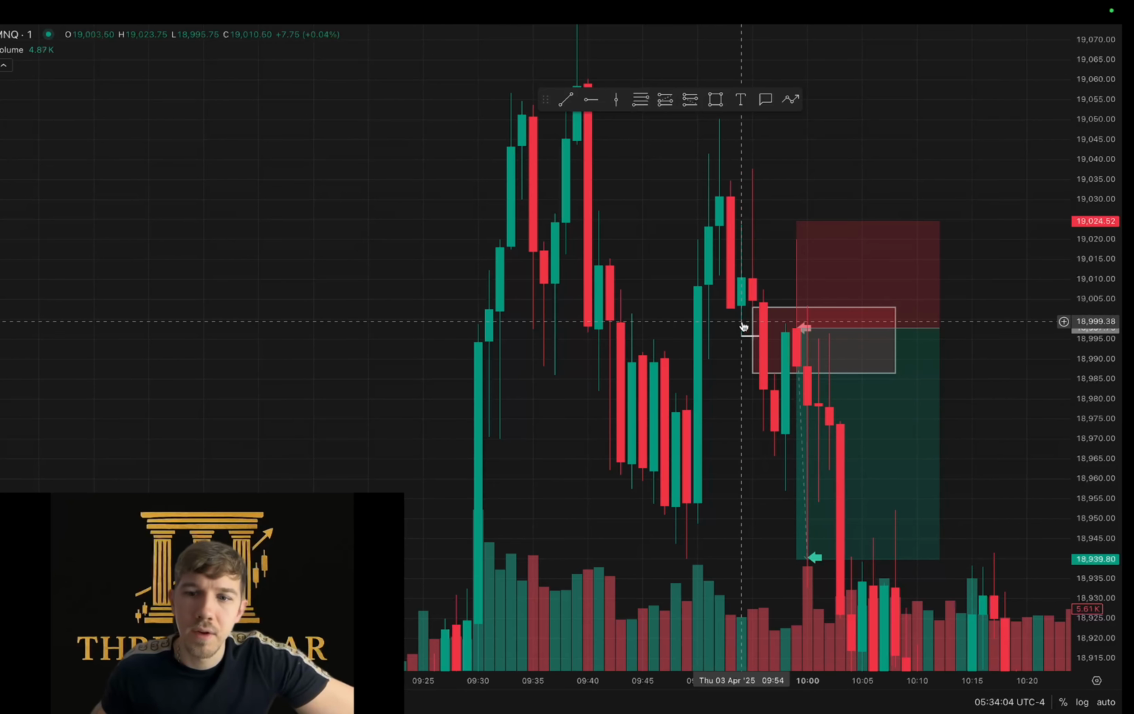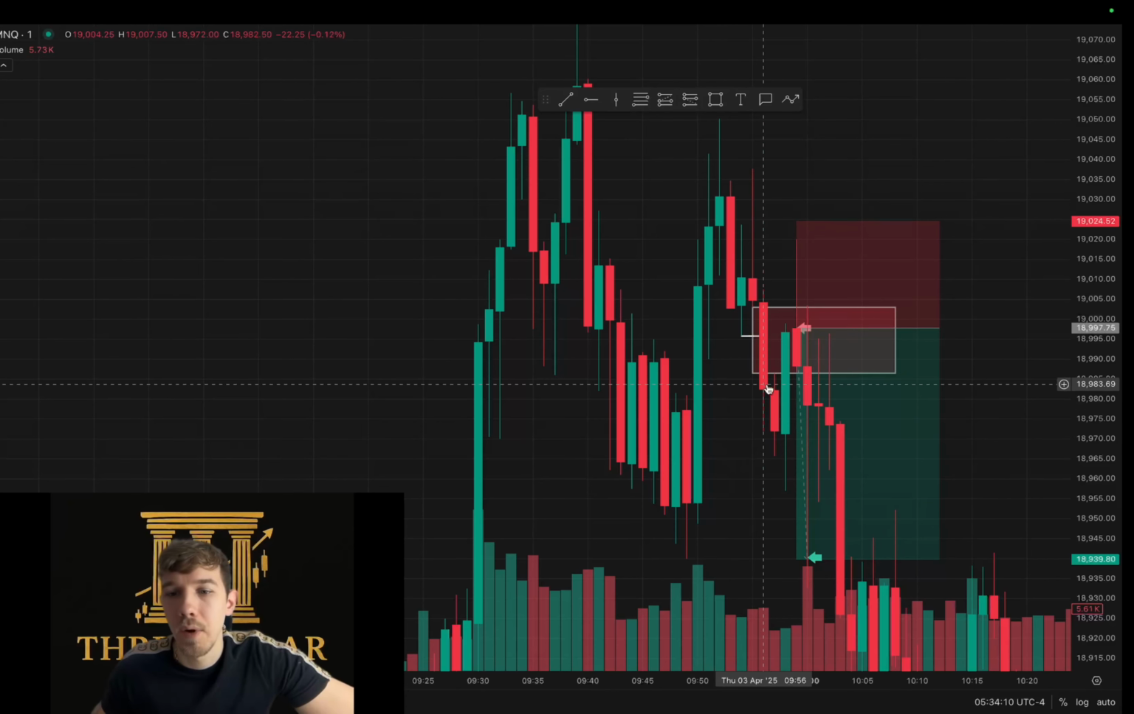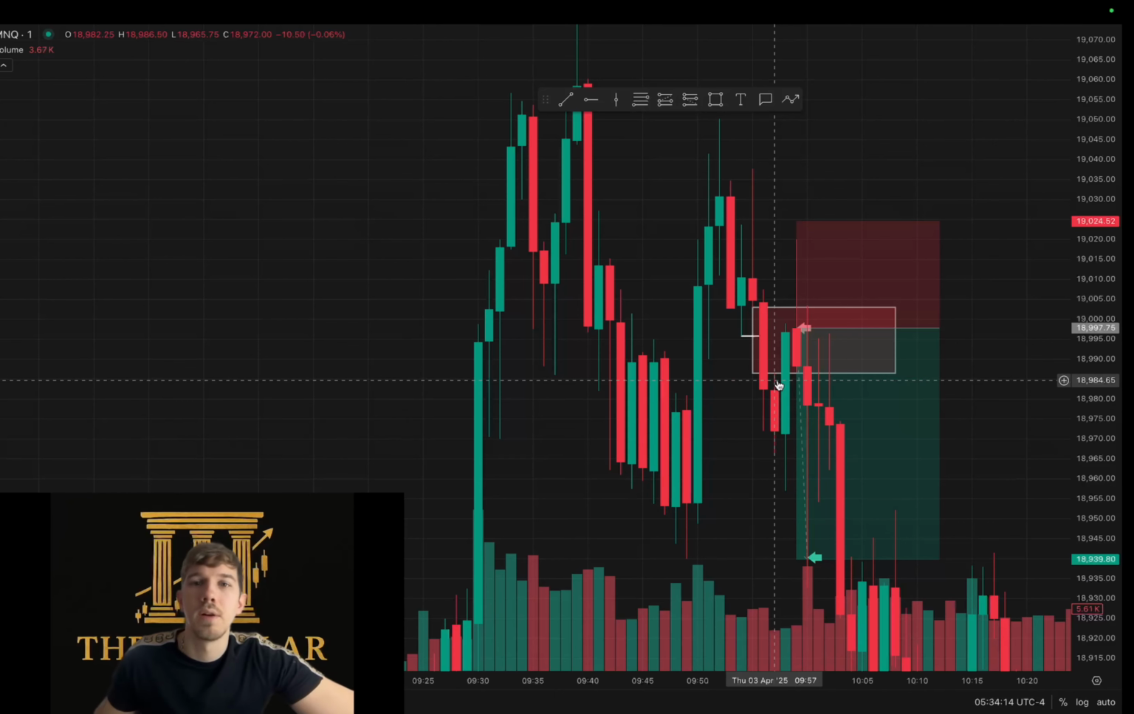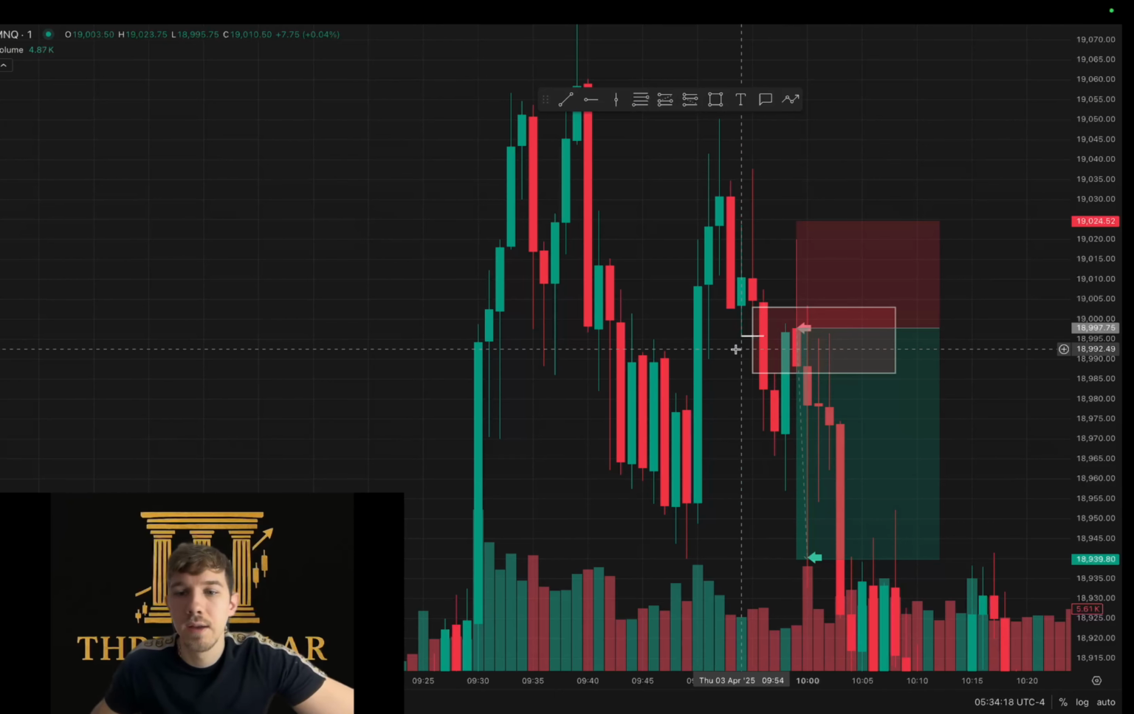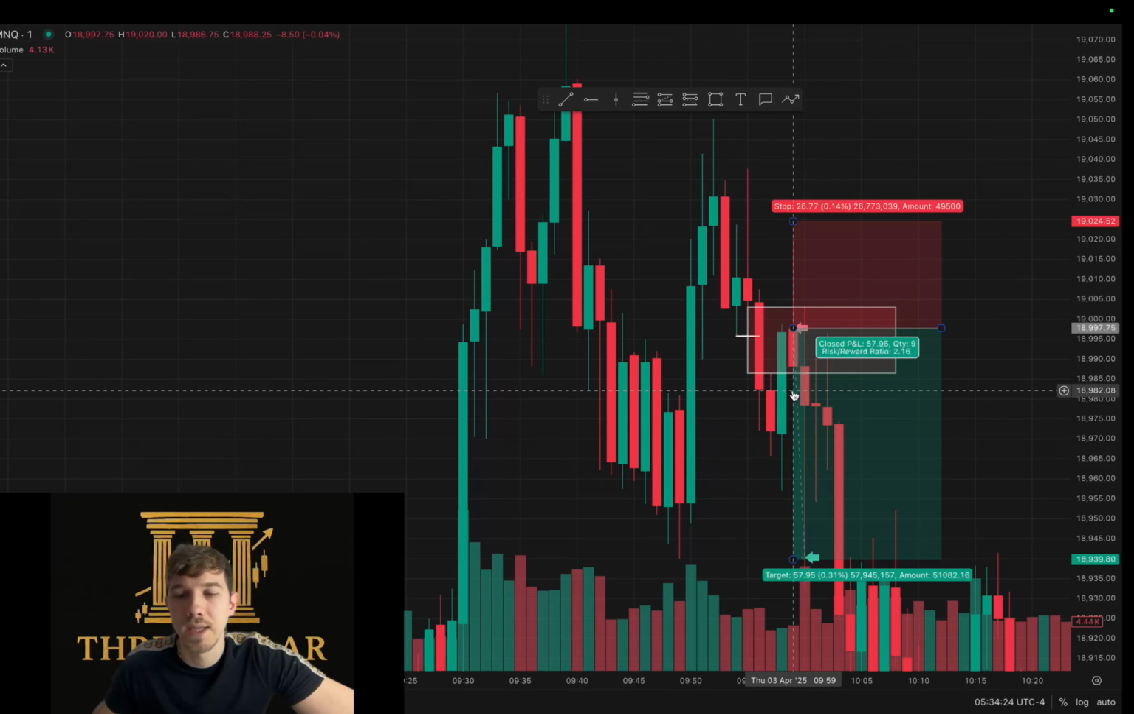Now what we haven't got on here, but we did have on ES, was an actual mitigation block that we broke past. So if we've got a mitigation or a breaker block on either, we can take this trade still, as long as we both get displacement and a market structure shift on both with a fair value gap on both, then we can take that.